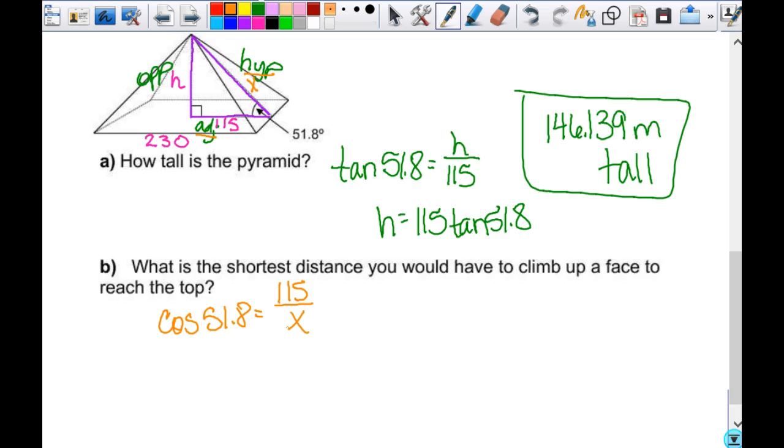So is there a shortcut here? Yeah, I can just switch places here. So x equals 115 divided by the cosine of 51.8. So 115 divided by the cosine of 51.8, and that gives me 185.961 meters equals the shortest distance.